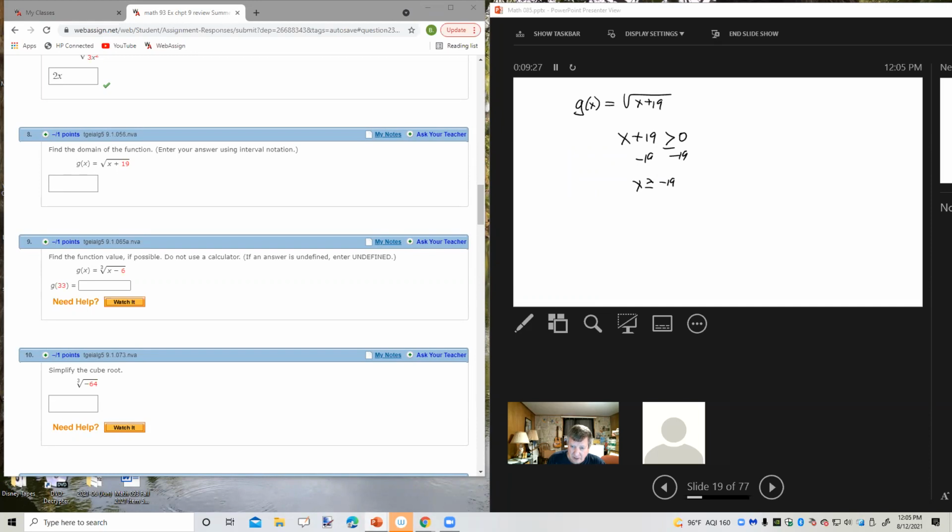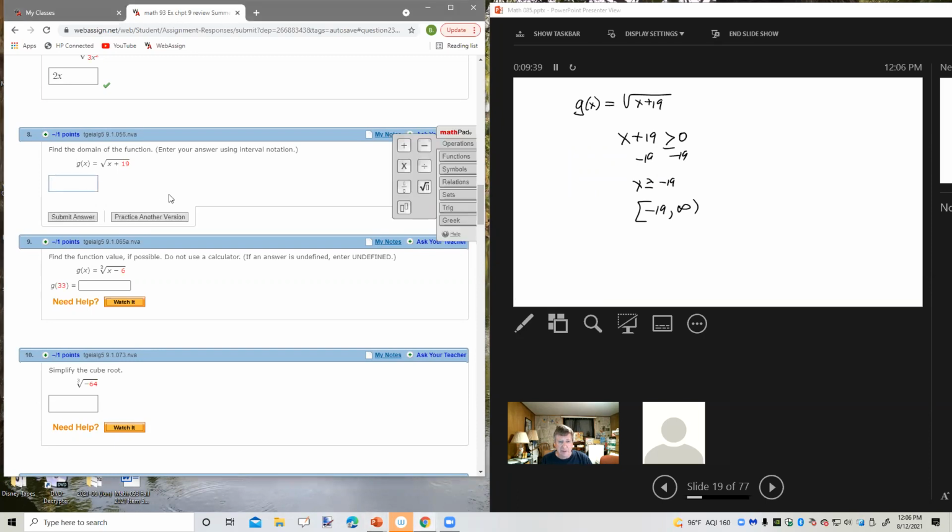But interval notation would look like this. Negative 19 to infinity. And you'd have what? A bracket on negative 19 to say you include it. Parentheses on infinity because you can't include infinity specifically.